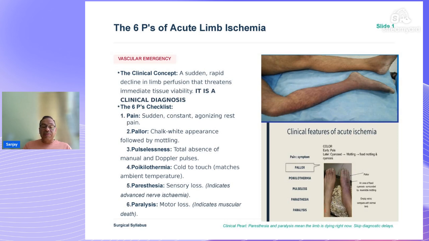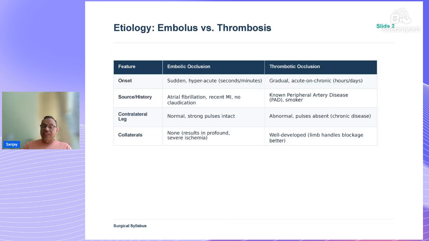Paresthesia: there would be some sensory loss, which indicates advanced ischemia of the somatic nerves. And the last one is paralysis, or motor loss or muscular weakness, which indicates severe ischemia of the muscles leading to muscular death. So these are the six classical P's of acute limb ischemia, which should be used in the clinical diagnosis. Of course, the capillary refill time would also be prolonged in such cases.